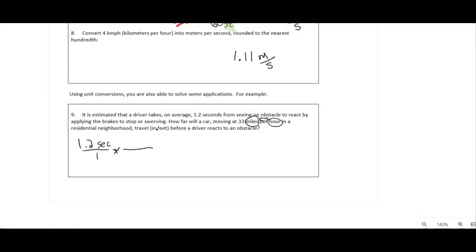Starting with seconds, I need seconds in the denominator to reduce these, and the fact is 60 seconds in 1 minute. Now I'm in minutes. I need minutes in the denominator, and I know that 60 minutes is 1 hour. Now we're in hours. Now I can use this conversion factor. The hour in the denominator, 1 hour per hour, and 33 miles. We've now converted from a time frame into a distance.